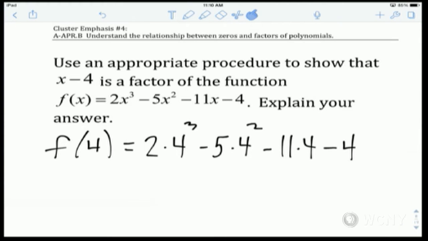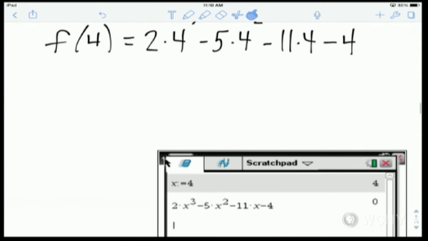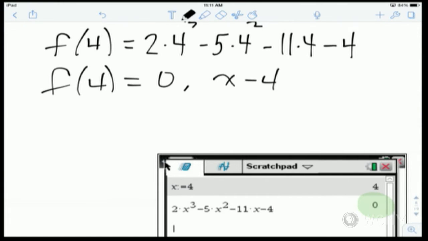And I've shown that. So when you do that and you substitute 4 for x and type in your expression, we indeed get 0. You can see that here. So because you get 0, since f of 4 equals 0, then x minus 4 is a factor. That's really the fastest way to do it, and I do think that was the intention of the problem. But it did say use an appropriate procedure, so there are 2 other things you could do.